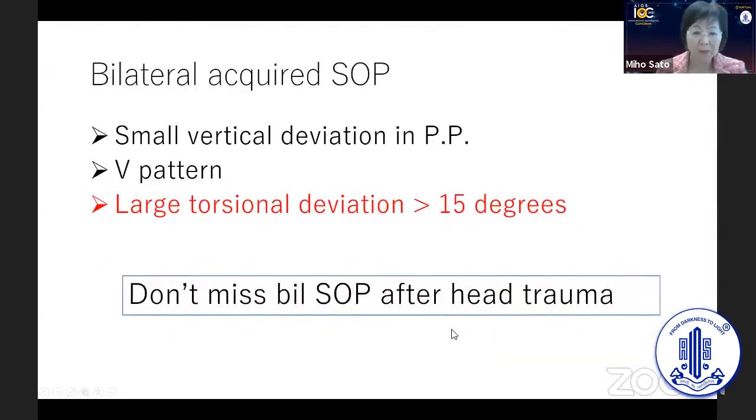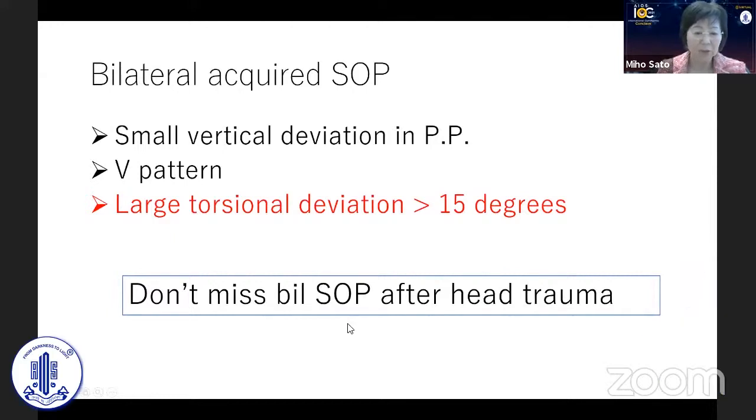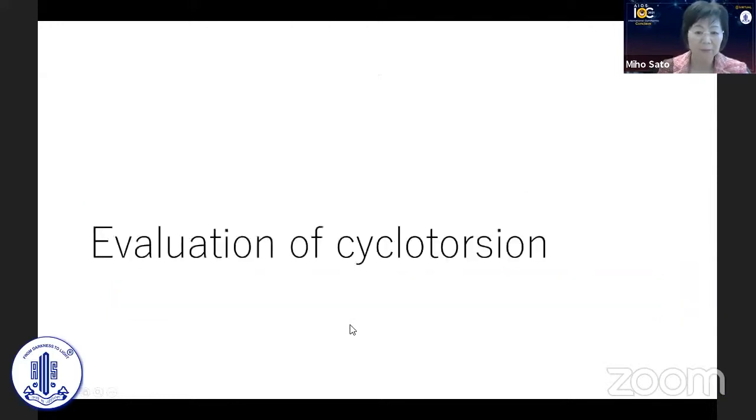So bilateral acquired superior oblique palsy is very difficult to diagnose clinically because they have small vertical deviation in primary position, V pattern, and large torsional deviation, usually exceeding 15 degrees. So we cannot miss bilateral superior oblique palsy after head trauma. We need to check the torsion.